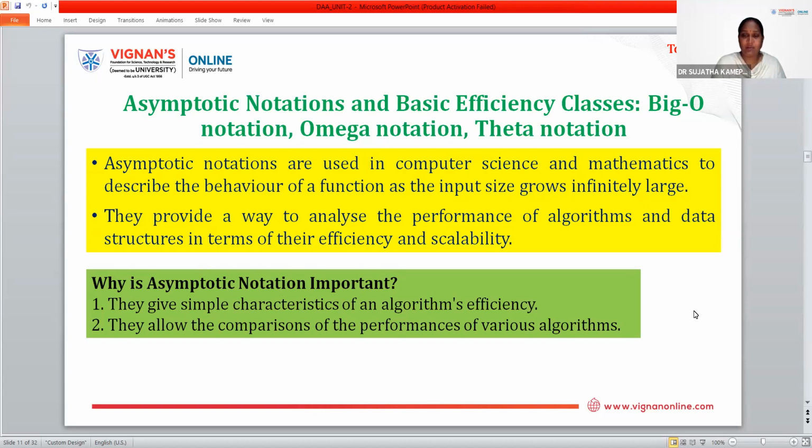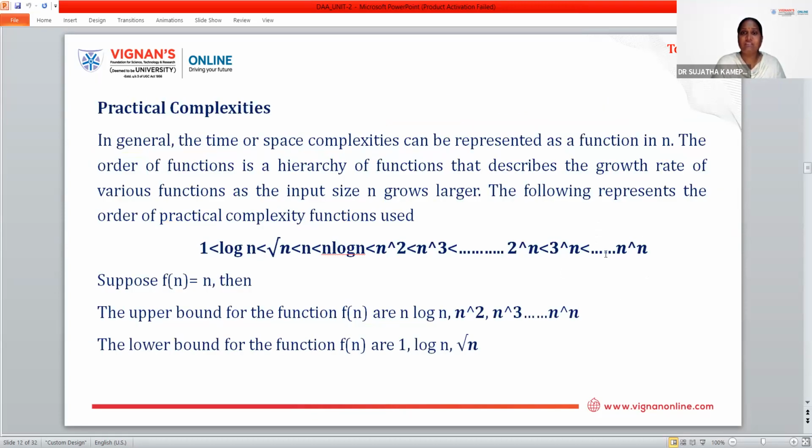Before going to know about the different types of asymptotic notations, first we need to know what the various practical complexities are. In general, the time and space complexities can be represented as a function in n. And the order of functions can be represented in the form of a hierarchy that describes the growth rate of various functions as the input size n increases. Here you can see the order of growth of the different functions.